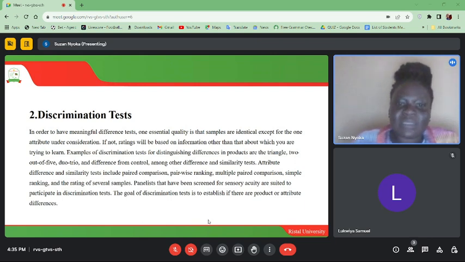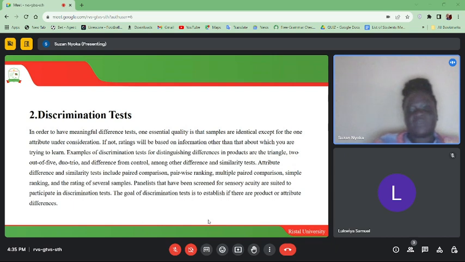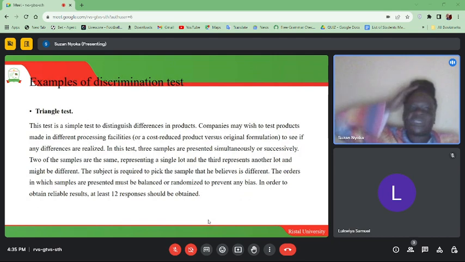Panelists that have been screened for sensory acuity are suited to participate in discrimination tests. The goal of a discrimination test is to establish if there are product or attribute differences. In discrimination tests, you are trying to get the differences between the products or the differences in characteristics of the products. The first example of a discrimination test that we use is the triangle test.